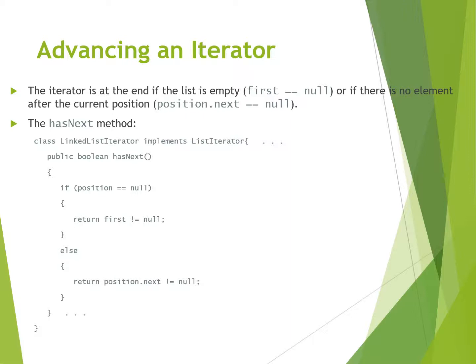So position being null is not always a bad sign. Position being equal to null means that we have just initialized position, and after initialization we have never called the next method. So if the linked list is not empty, there should be a next element, so you have to return true. What's the else case here? If the position is not equal to null, then you have to compare position.next with null. If position.next is equal to null, it means that there is no element after the current position, so you have to return false. But if position.next is not equal to null, it means that after the current position there are still one or more elements in the linked list, so you need to return true. That's why we define the hasNext method in the following way.